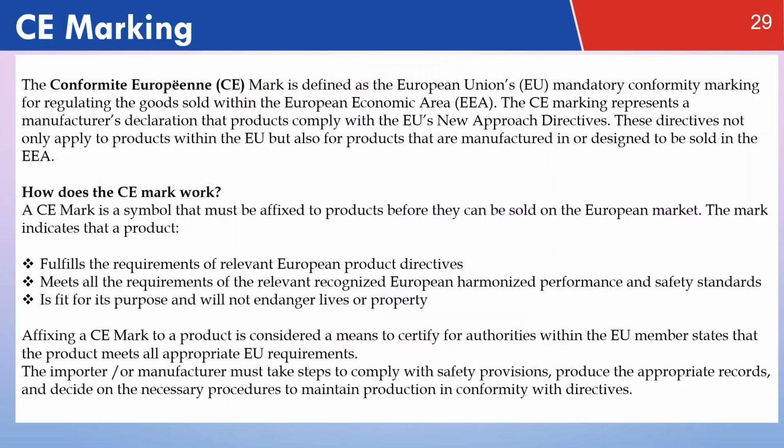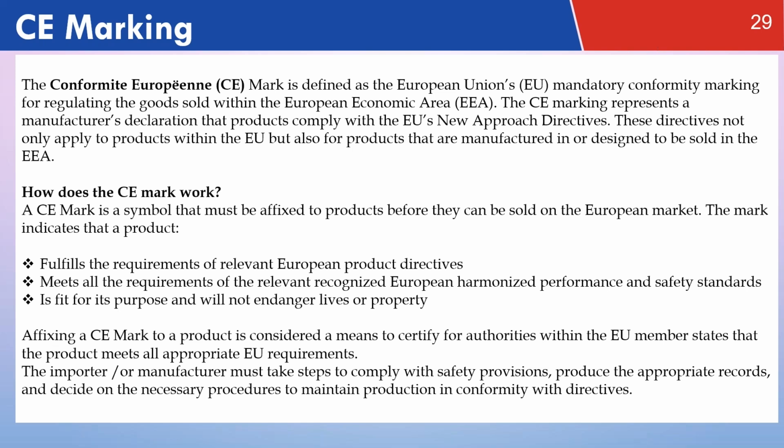CE marking. The CE marking came into existence after the establishment of RoHS 2. The Conformité Européenne mark is defined as the European Union mandatory conformity marking for regulating goods sold within the European Economic Area, EEA. The CE marking represents a manufacturer's declaration that products comply with the EU's new approach directives. These directives not only apply to products within the EU but also to products that are manufactured in or designed to be sold in the EEA, the European Economic Area. How does the CE mark work?